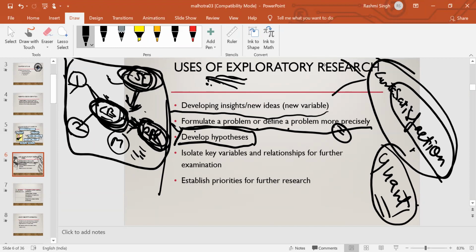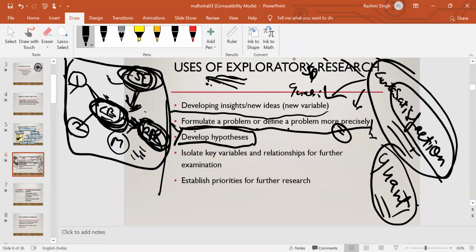Whether it's service quality, or the quality of my product, or the price of the product, or a competitor's product. So there may be different variables. You will identify these different variables that are going to affect my customer satisfaction. It means you have performed a certain kind of exploratory research and you have come up with these ideas.